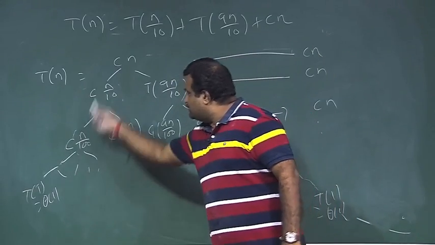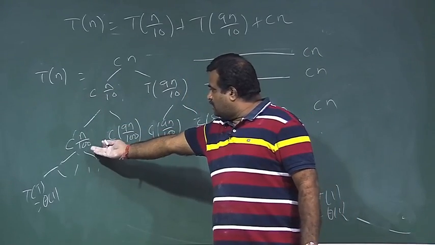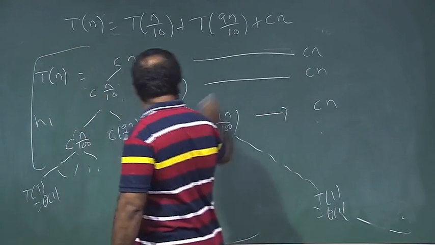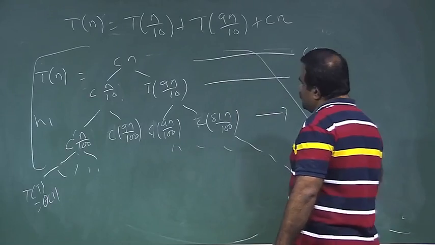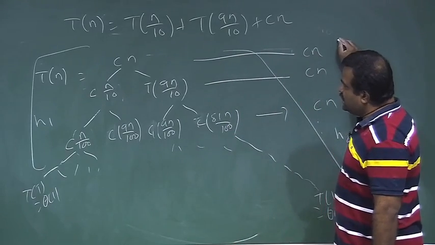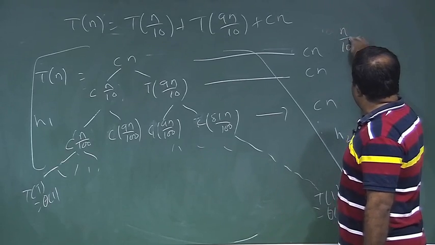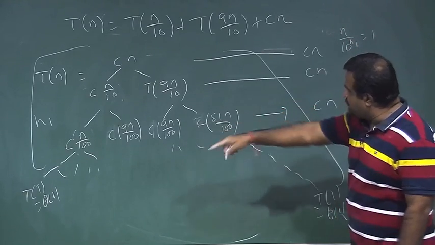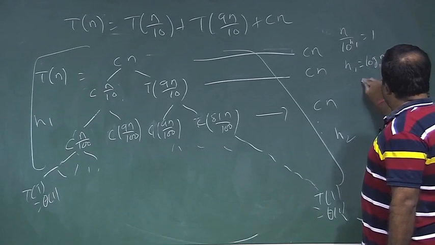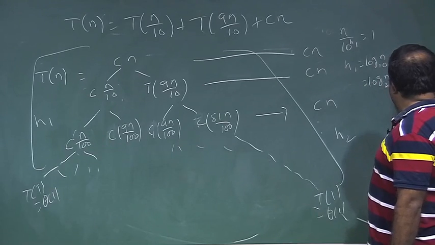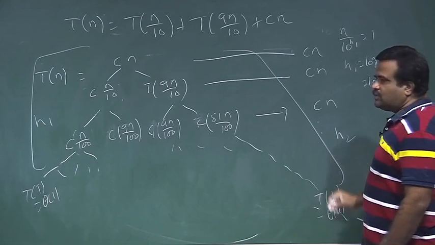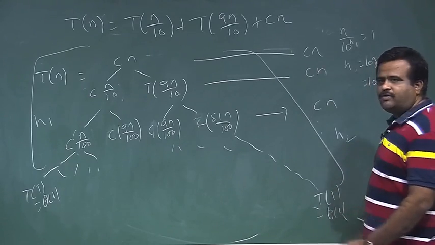The height of the tree is basically order of log n base 2. If the height is h1 over here and the height is h2 over here, what is h1? h1 is basically n by 10 to the power h1 is 1, because that branch ends there. So, h1 is basically log n base 10, but we can make it log n base 2 and 2 base 10. This is just a constant. So, height is order of log n, and on this side also the height will be order of log n.